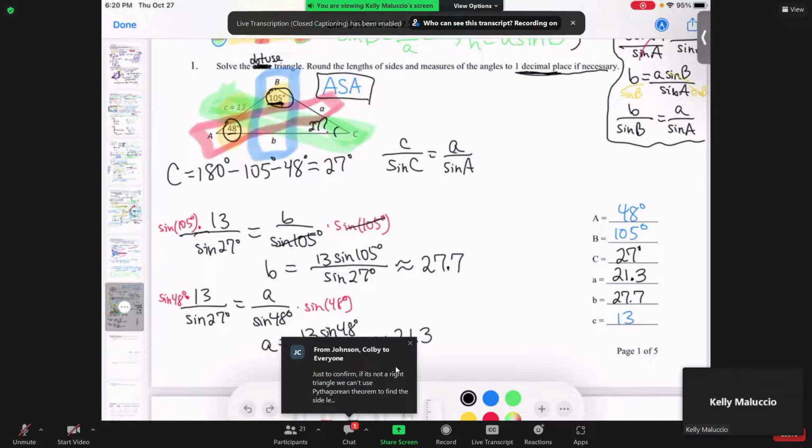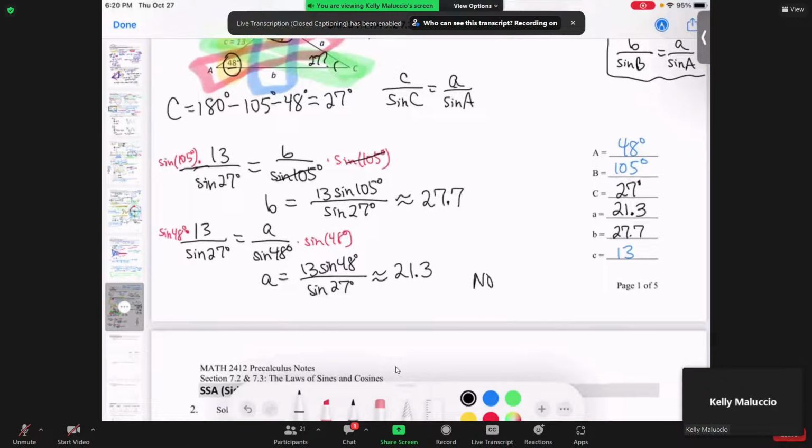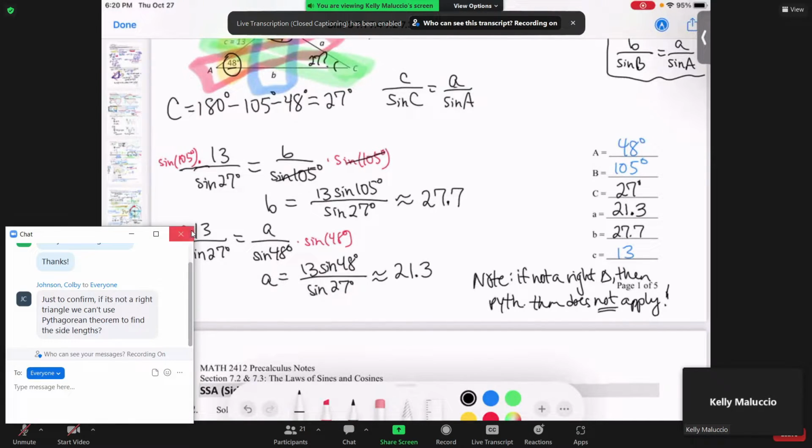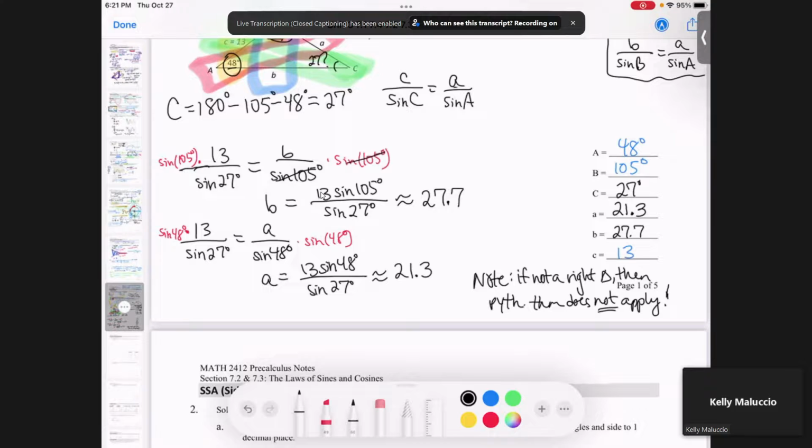And just to confirm, if it's not a right triangle, we can't use the Pythagorean theorem. Yeah, correct. So if it is not a right triangle, the Pythagorean theorem does not work. So note, if not a right triangle, then the Pythagorean theorem does not apply. Yeah, thank you for confirming that, because that's really important. Some students will do that, and it's a very common mistake, but you have to be careful, because if you don't have a right triangle, that's not how that goes, right?